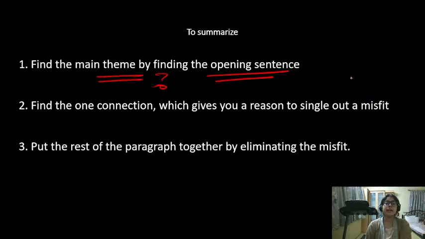Then we will find the one connection which gives you a reason to single out a misfit. After finding the main idea, you will understand what the elements are linked with, and then what one element or what one sentence stands out. Last, put the rest of the paragraph together by eliminating the misfit.